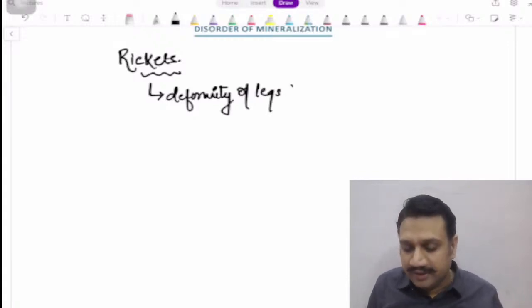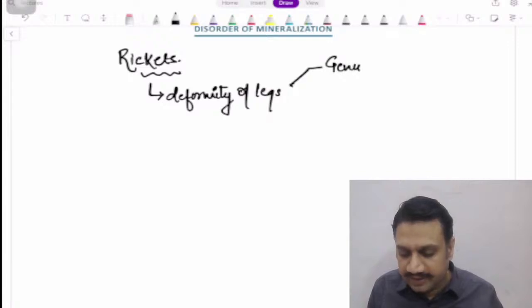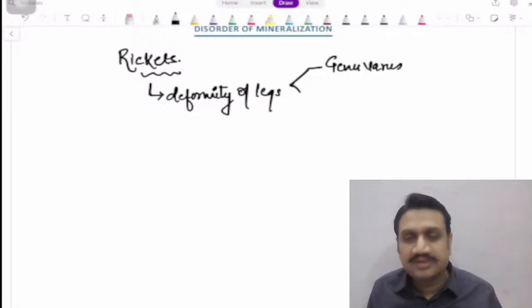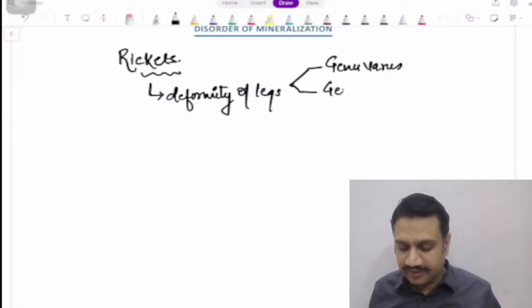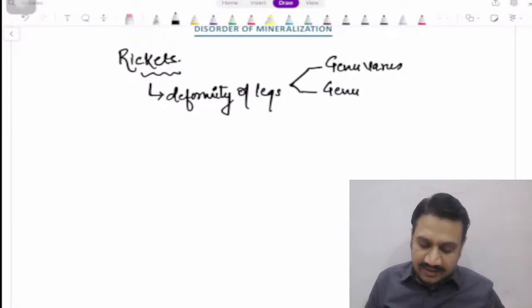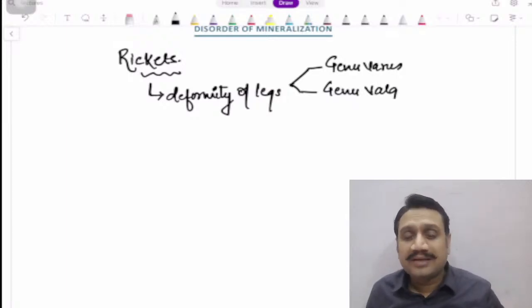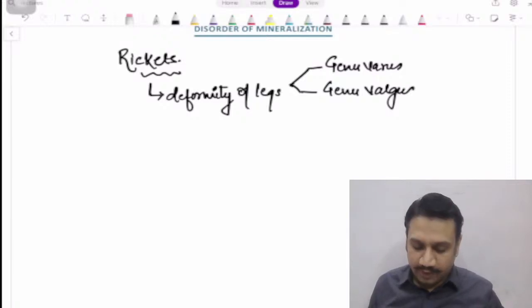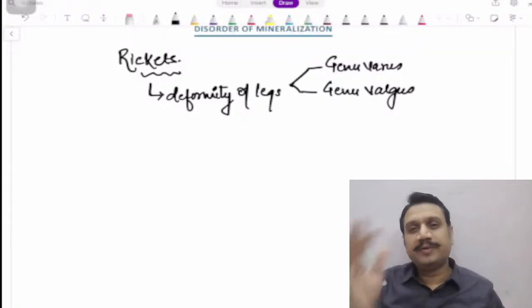This time we had a question: where do we see the windswept deformity of the legs? What is that windswept deformity? The windswept deformity of the legs means, like in this image, if you can see, the child is having valgus in the right leg and varus in the left leg. So both the legs are bent to one side only, as if the wind is sweeping the legs, right?